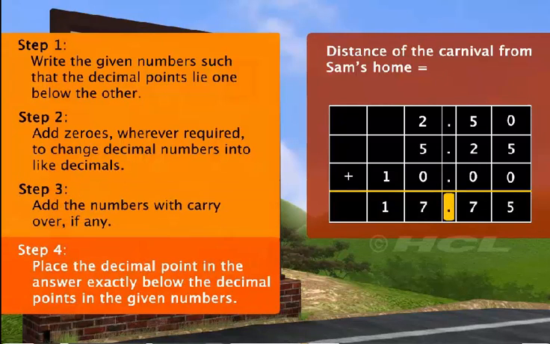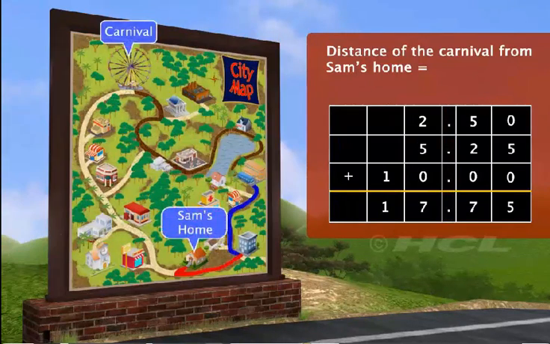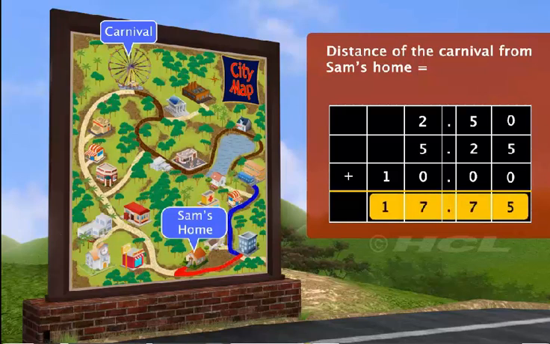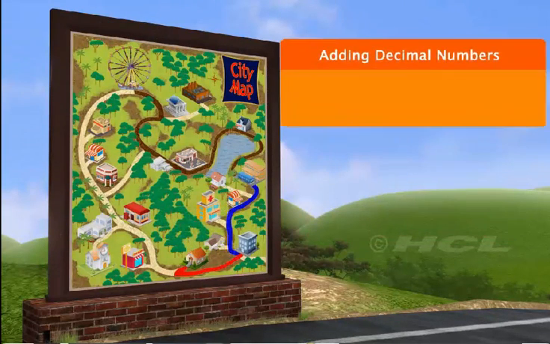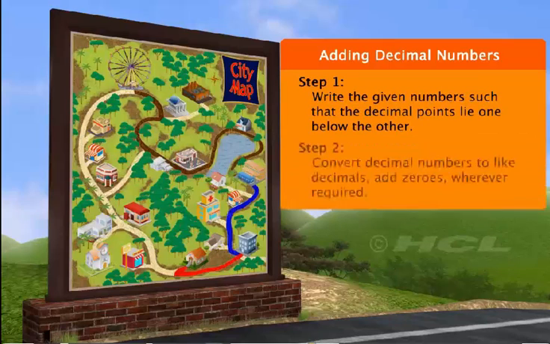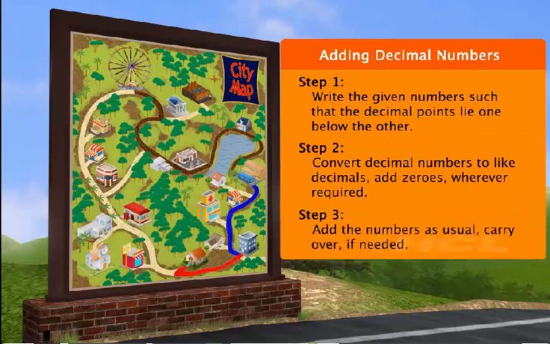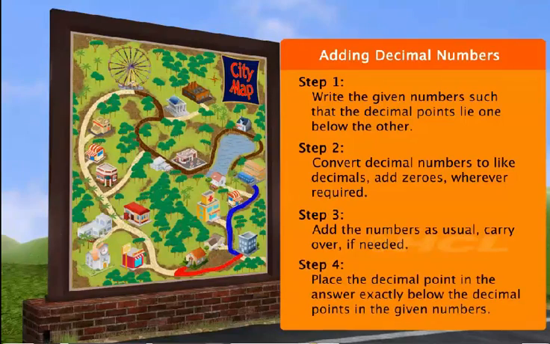Finally, we place the decimal point in the answer exactly below the decimal points in the given numbers. So, the distance of the carnival from Sam's home is 17.75 kilometers. Here are the steps to add decimal numbers. Observe them carefully and use them to add more decimal numbers.